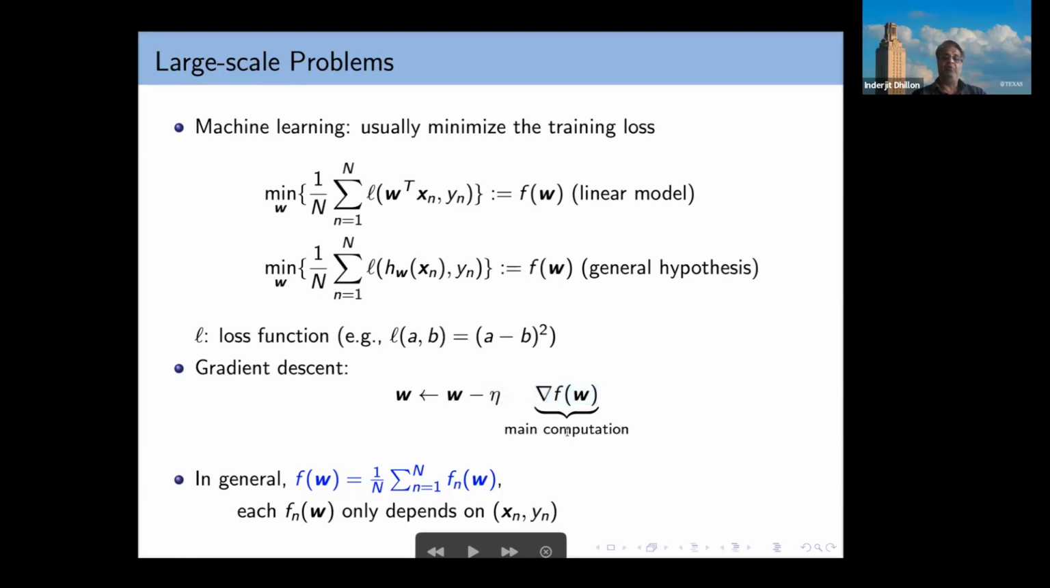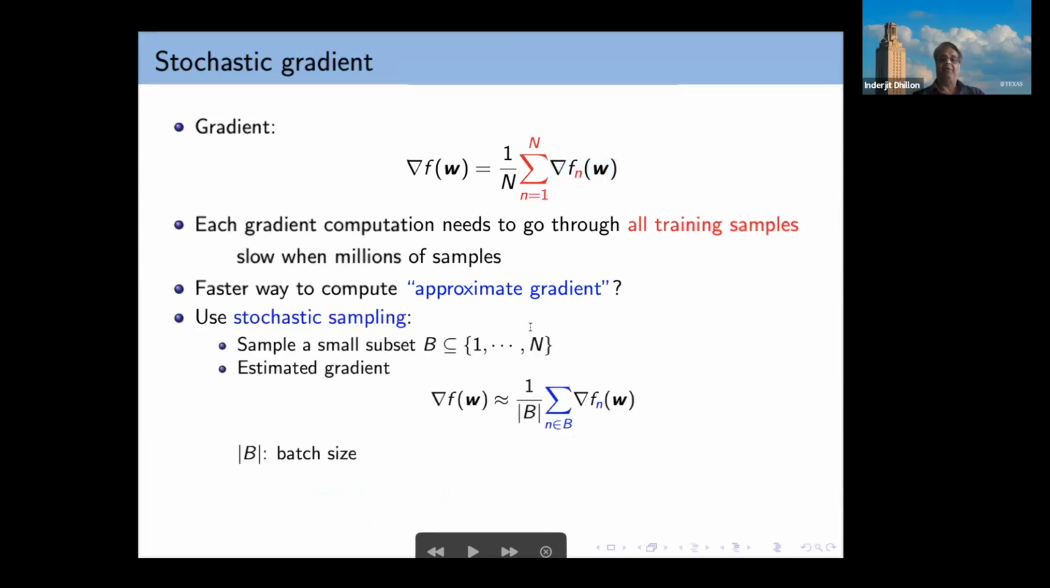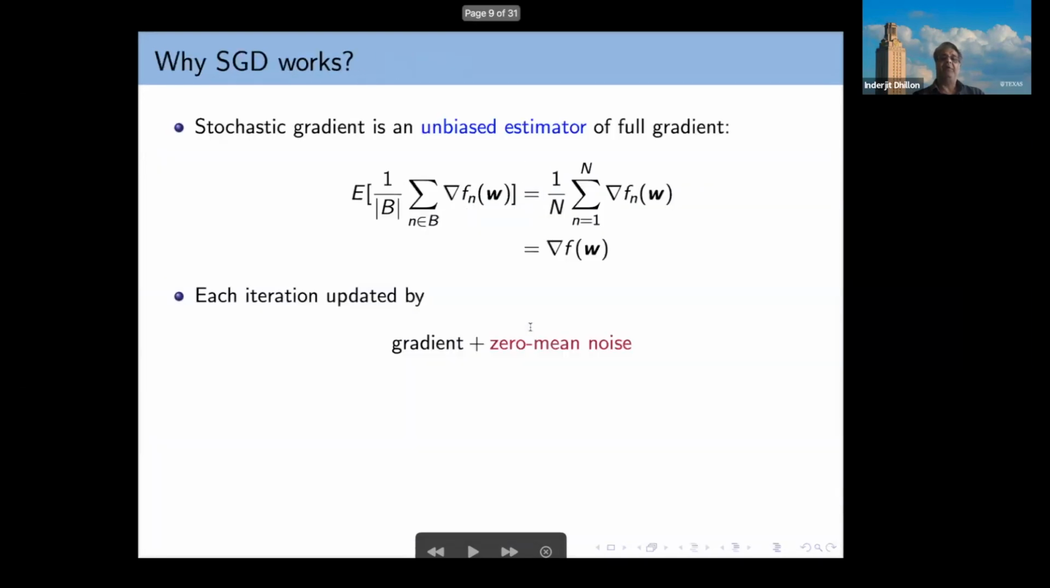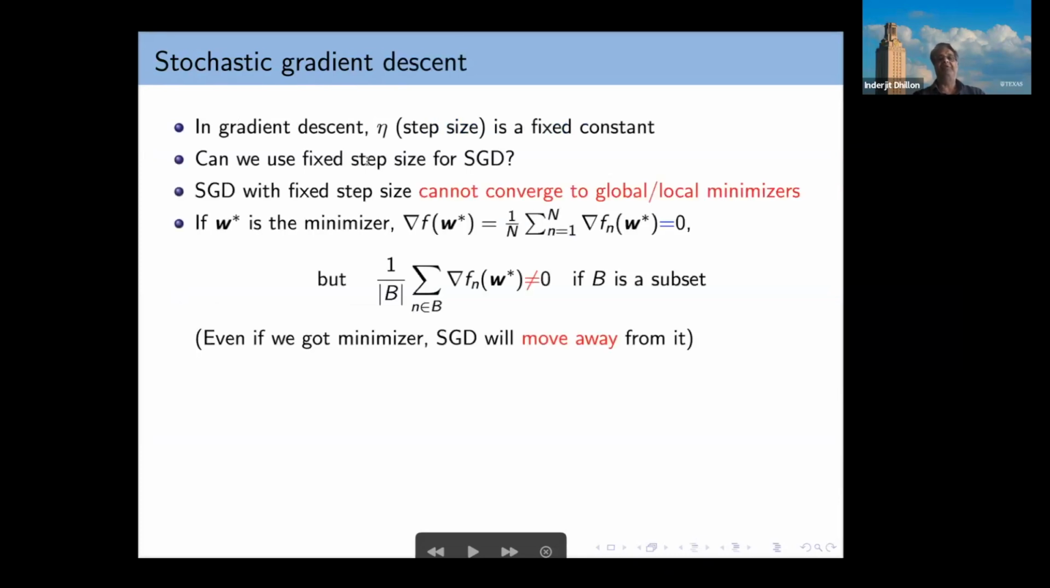But of course, the fact that this sum at a particular W is zero does not mean that each of the individual components is going to be zero. It's actually not going to be true that each of the individual components is zero. So as a result, when you do stochastic gradient descent, you cannot actually use a fixed step size, because it cannot converge to a global or even a local optimizer where the gradient equals zero.